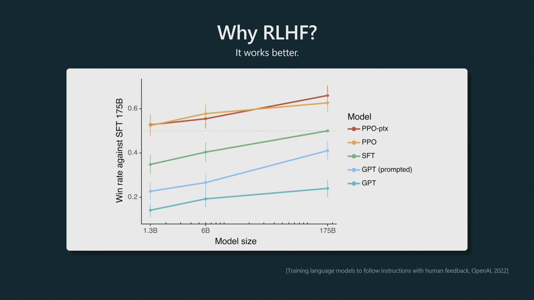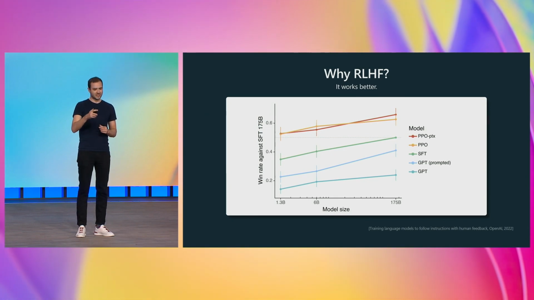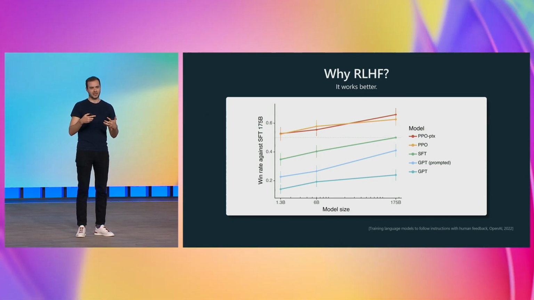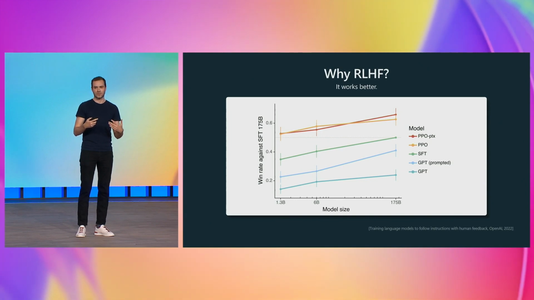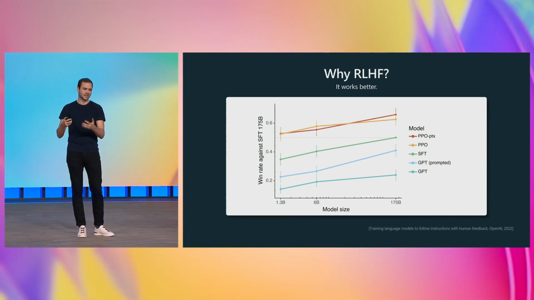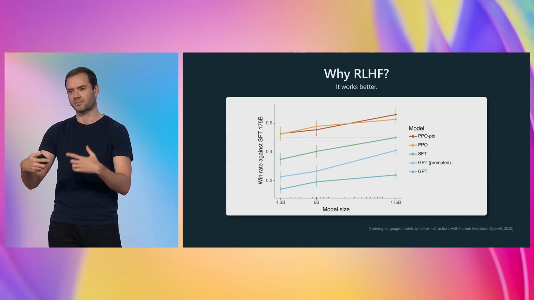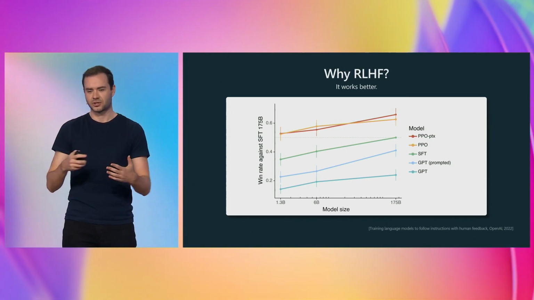One answer that is not that exciting is that it just works better. This comes from the InstructGPT paper. According to these experiments a while ago now, these PPO models, which are RLHF, are basically just preferred in a lot of comparisons when we give them to humans. Humans just prefer tokens that come from RLHF models compared to SFT models, compared to a base model that is prompted to be an assistant. And so it just works better.